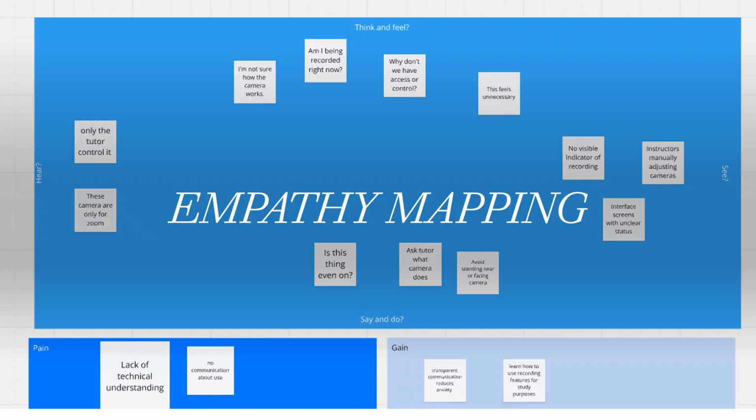Regarding this mapping, we're talking about students' reflection or feedback when they enter a class: what they feel, what they think, what they see, what they say and do, and what they hear. For example, "I'm being recorded right now." They're asking, "No visible indicators of recording. Is this thing even on? Only the tutor controls it." So every student had feedback about this camera that is recording a class.